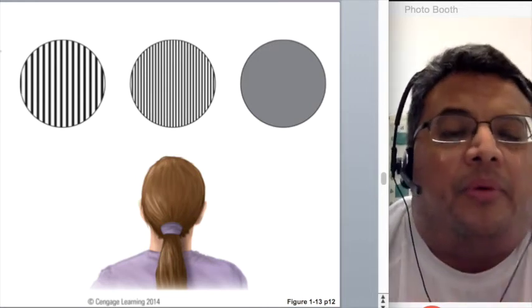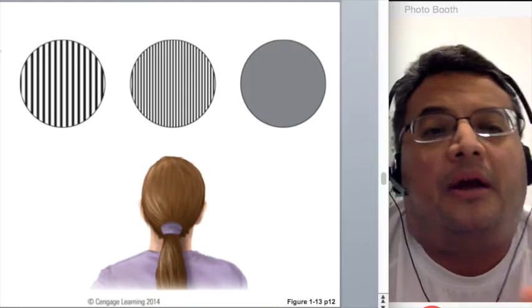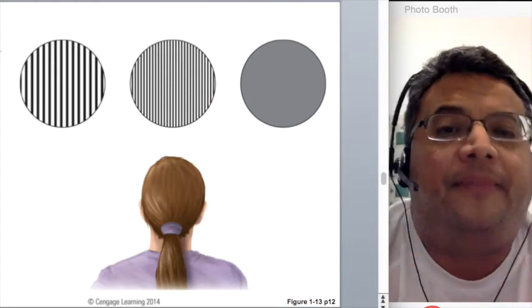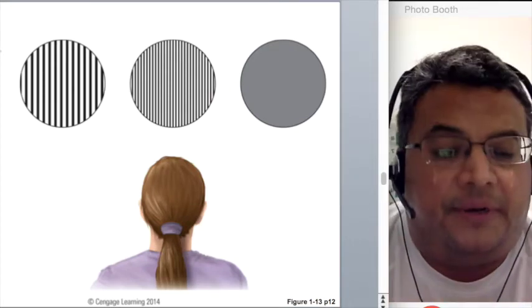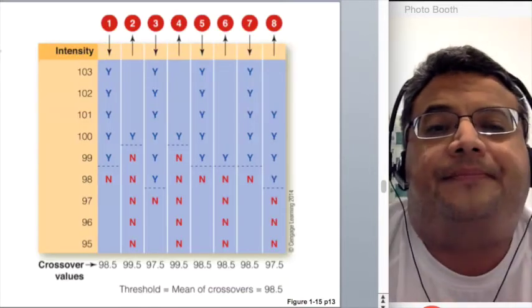At that point, we mark, okay, that's where they said they couldn't see the bars anymore. And then we would start going back up. We'd make the bars wider and wider until you say, oh yeah, I can see the bars again. That's how you do that for the detection of patterns in a horizontal or vertical or diagonal position.